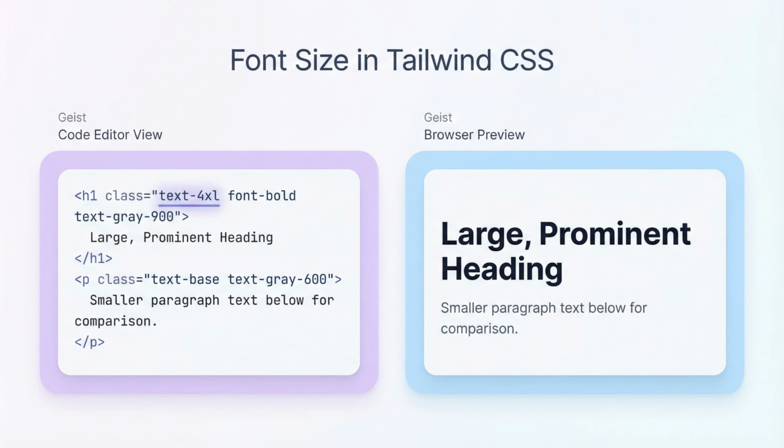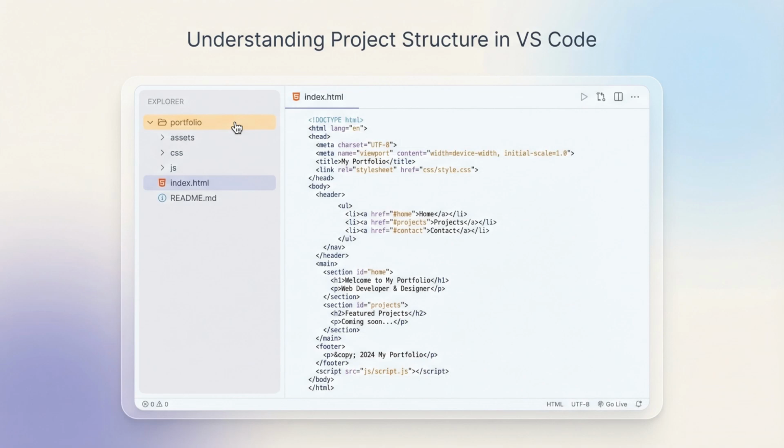Picking up right where we left off, the first thing when starting any real project is getting your setup right. The instructor creates a dedicated projects folder, names the project portfolio, and opens it directly in VS Code using the Open with Code option. Once inside, an index.html file is created and a boilerplate HTML template is generated. This is your starting point for any HTML-based project.